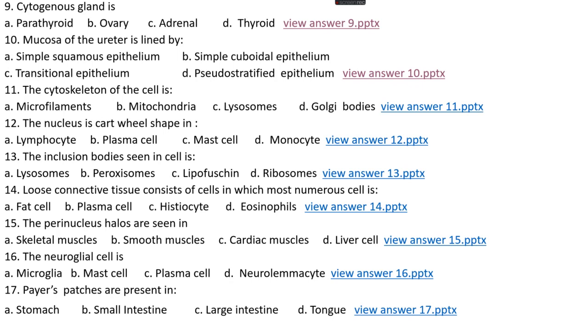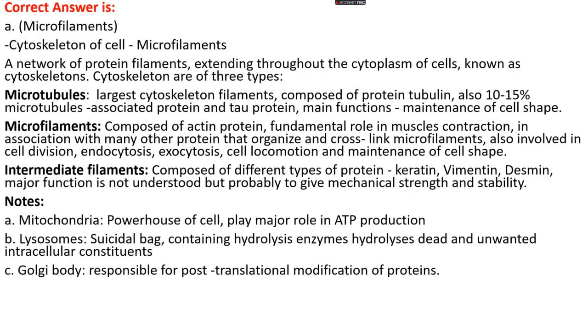Question number 11. The cytoskeleton of the cells is: option A, microfilament; option B, mitochondria; option C, lysosome; option D, Golgi body. The right answer is option A, microfilament. The cytoskeleton of a cell is a network of protein filaments extending throughout the cytoplasm of the cells, known as the cytoskeleton.